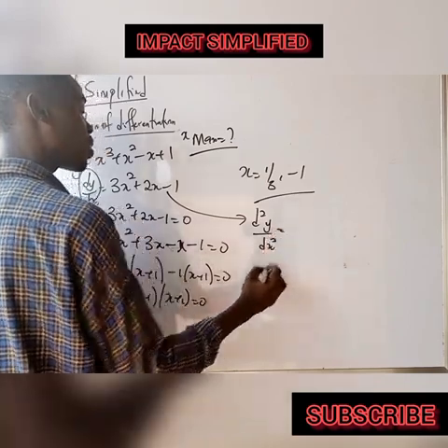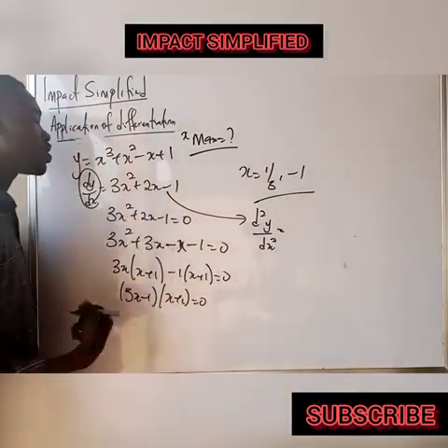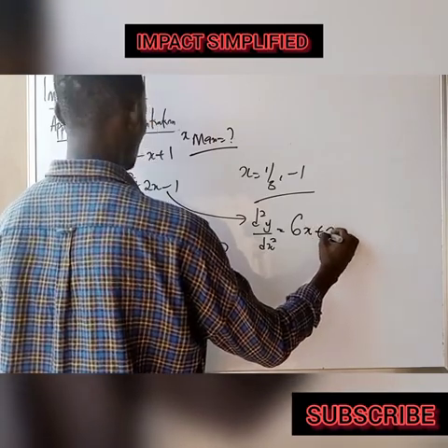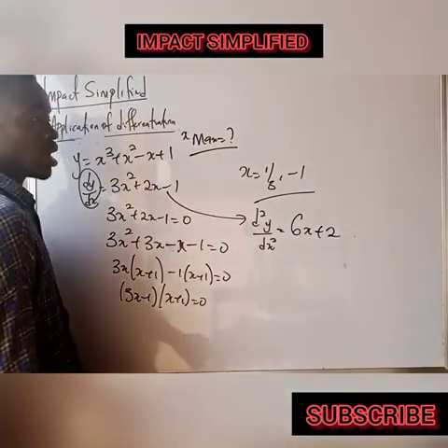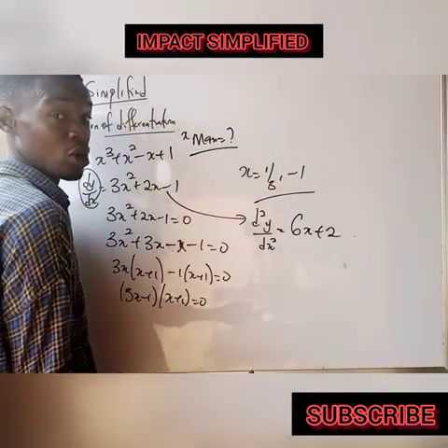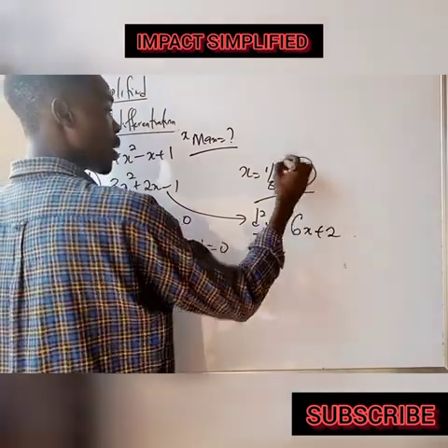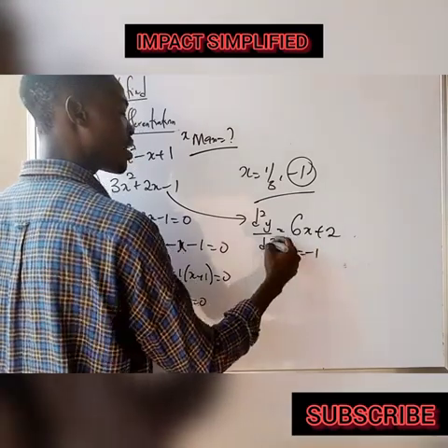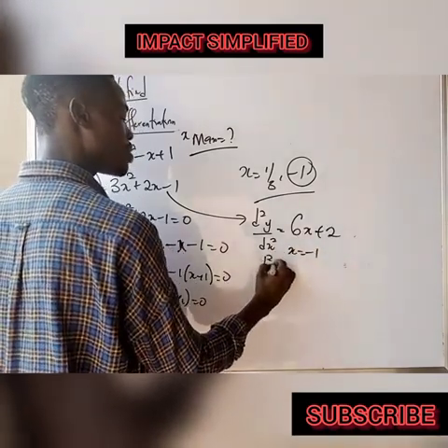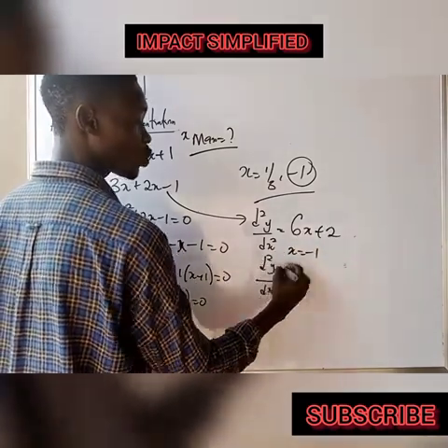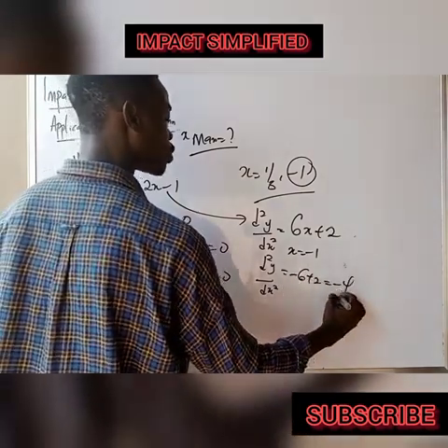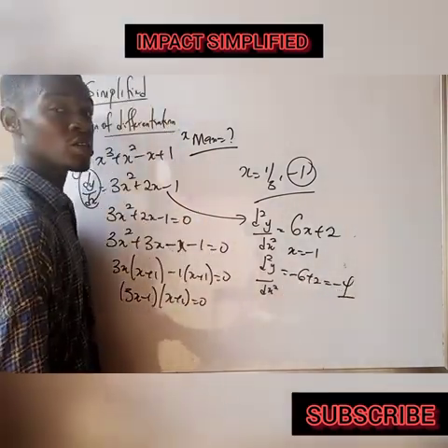d squared y over dx squared. So if you differentiate this, what do we have? We have 6x plus 2. Do we get that? And now, just insert the value of x inside. If I were you, I would insert the value of x equals minus 1. So if you insert x equals minus 1 here, that means d squared y over dx squared will give us minus 6 plus 2. And this will give us minus 4. And what is the condition?